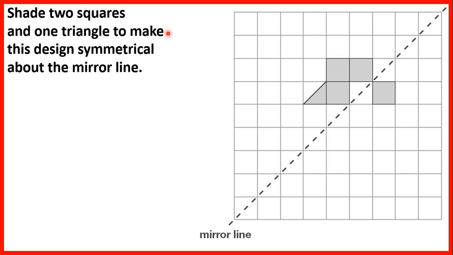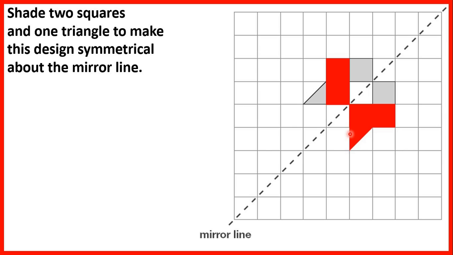Shade 2 squares and 1 triangle to make this design symmetrical about the mirror line. Remember, if something's symmetrical, then we have the same on both sides, so we have the same shapes facing each other. So this square here and this square here are symmetrical, but now we need to shade 2 more squares and 1 triangle. So we need to shade this square here so that it's opposite to this square, and then if we go up, we have this square connecting the squares shaded, so we need to shade this square as well, and then we have our triangle here, so on the opposite side we need a triangle here.